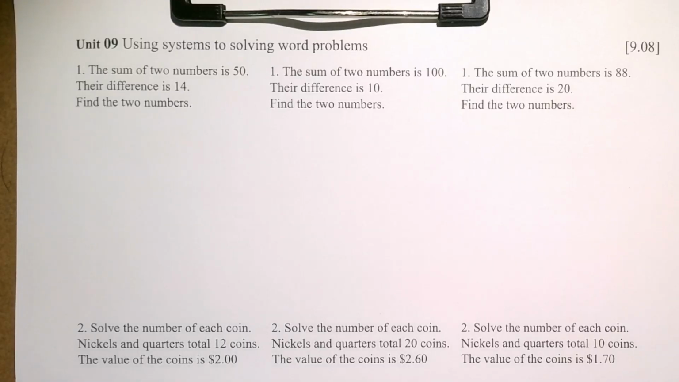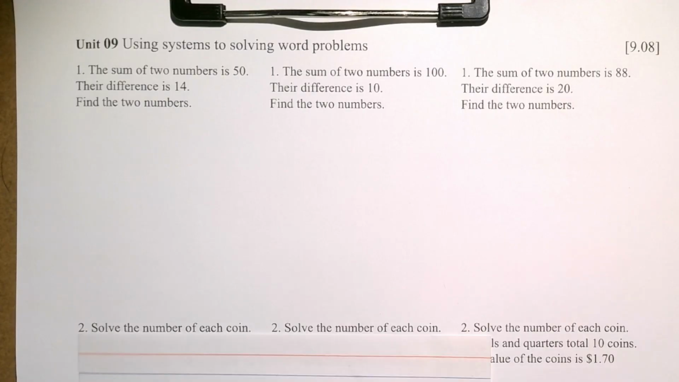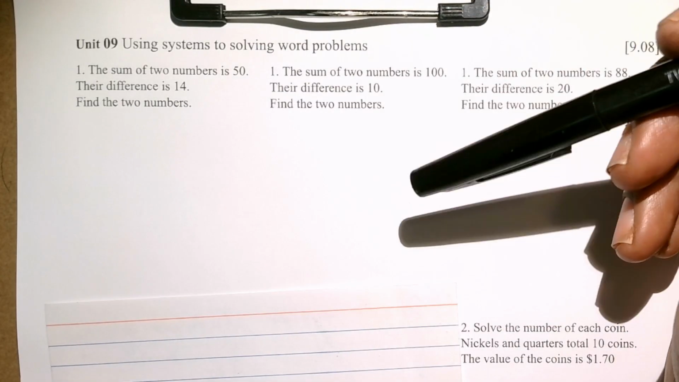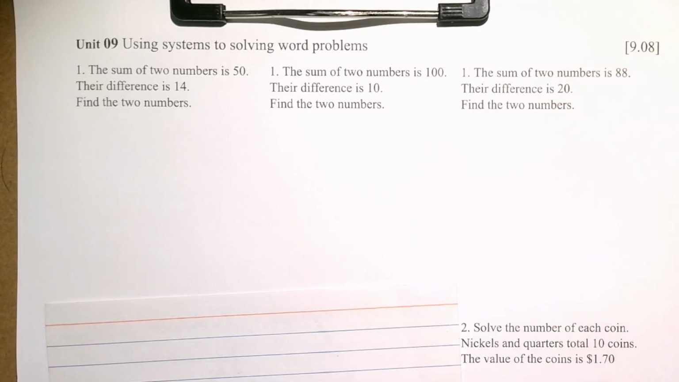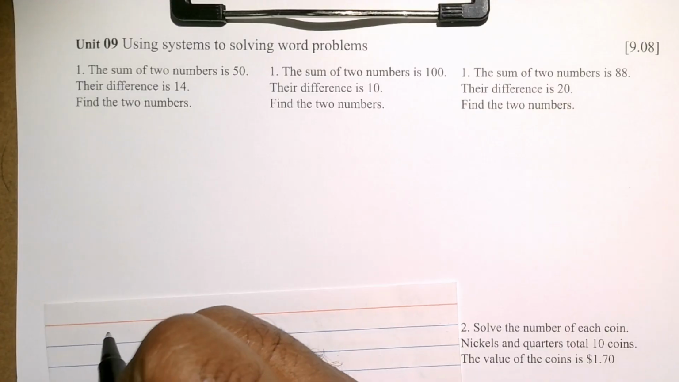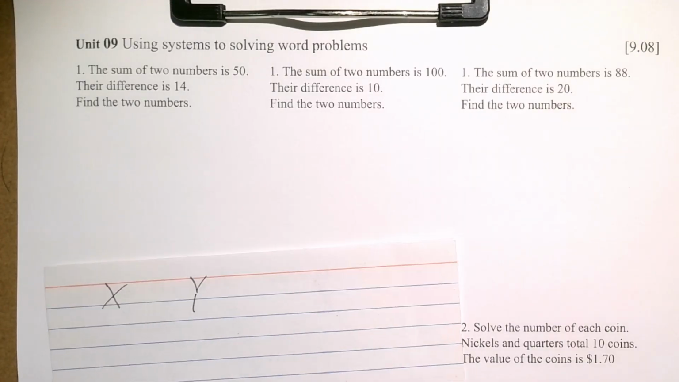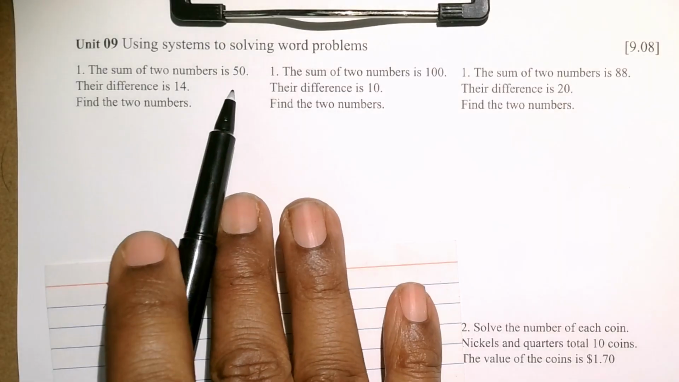Using systems to solve word problems. We have here that the sum of two numbers is 50 and their difference is 14. So we want to represent the two numbers with an x and a y. So x is the first number and y is the second number. And they said the sum of those two numbers will be 50.